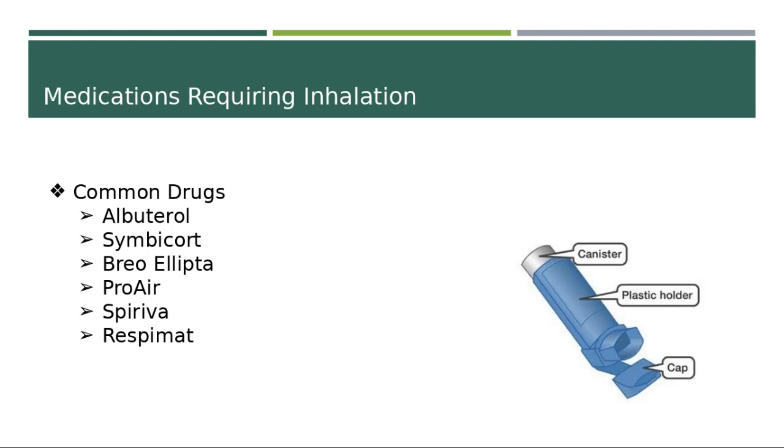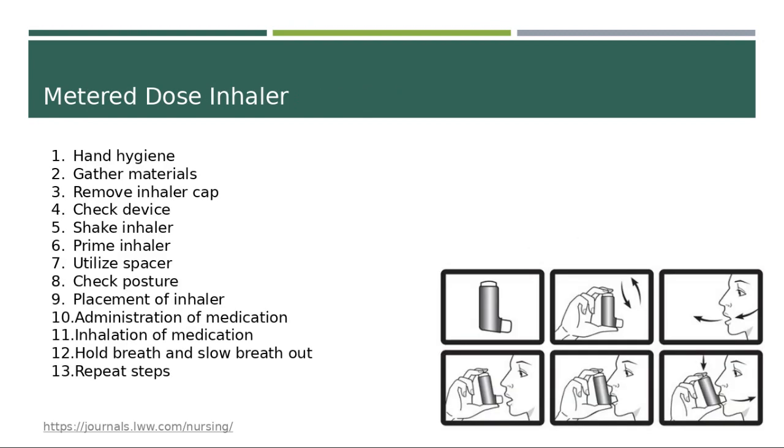So next, I will discuss medications that are given using the route of inhalation. Some common drugs are albuterol, Brilinta, Proair, Spiriva. These are different medications that are utilized in patients who have asthma and COPD. I will particularly be talking about how to help your patient use a metered dose inhaler.